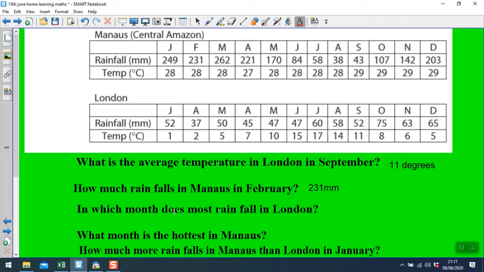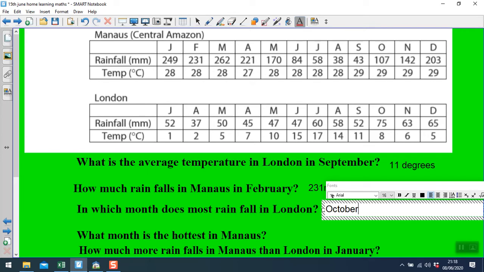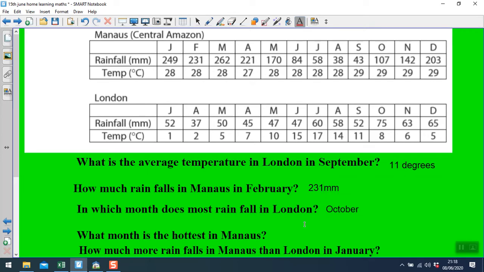In which month does most rain fall in London? So I'm looking at London and rainfall. What's got the highest number? Which month has got the highest number? So it's the 75 one, which is October. So October has the most rainfall.